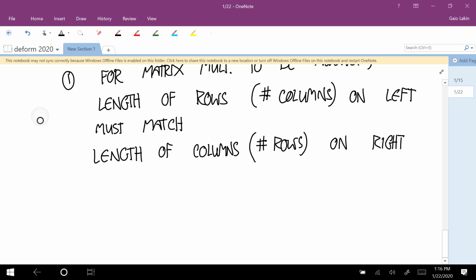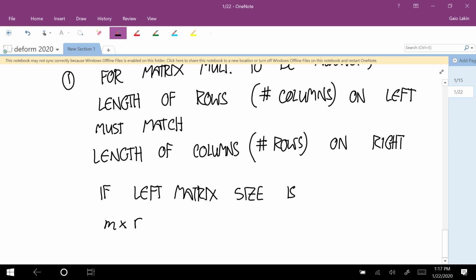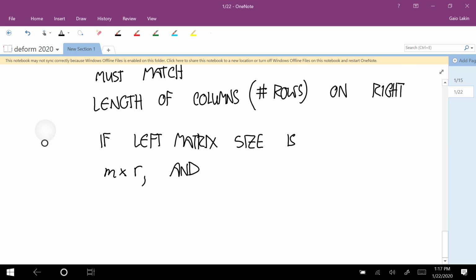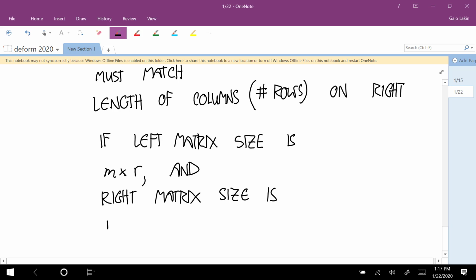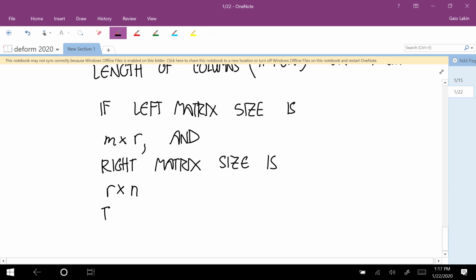And so if the left matrix size is M by R, and the right matrix size is R by N, okay, so that's saying that the number of columns on the left is equal to the number of rows on the right. Then when you multiply those two together, you get a matrix with a size M by N.